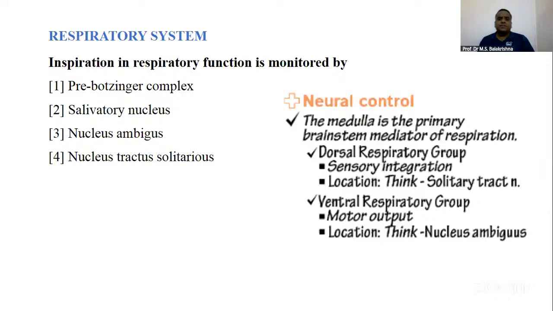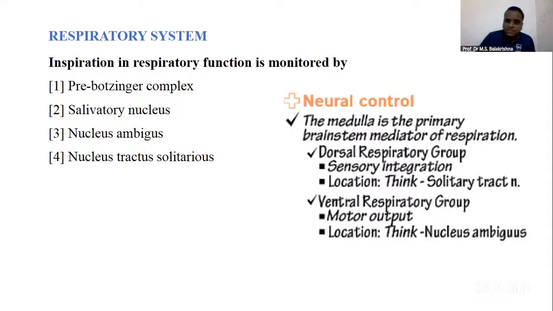Next question. Inspiration in respiratory function is monitored by. So your inspiration and expiration are two different phases. Inspiration is controlled or monitored by whom? There is something called inspiration, something called expiration. Both are different. Control centers are different. They're asking the control centers.